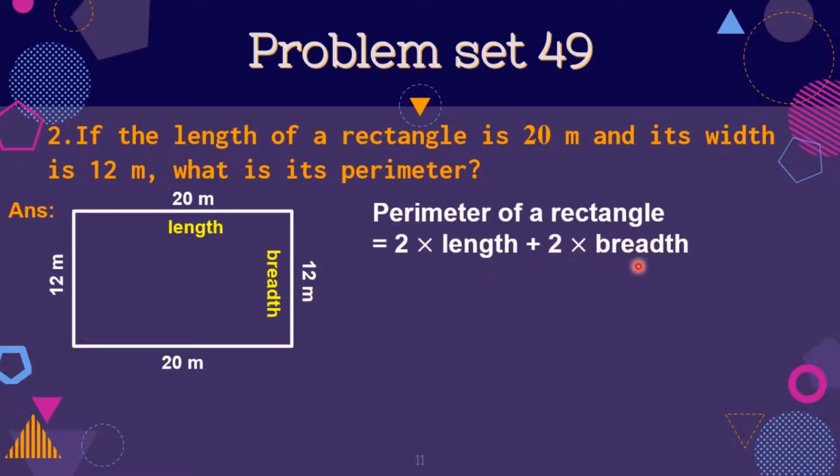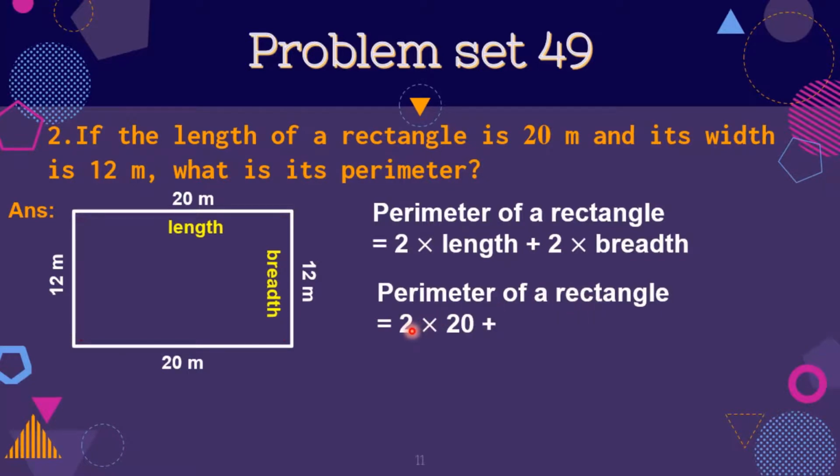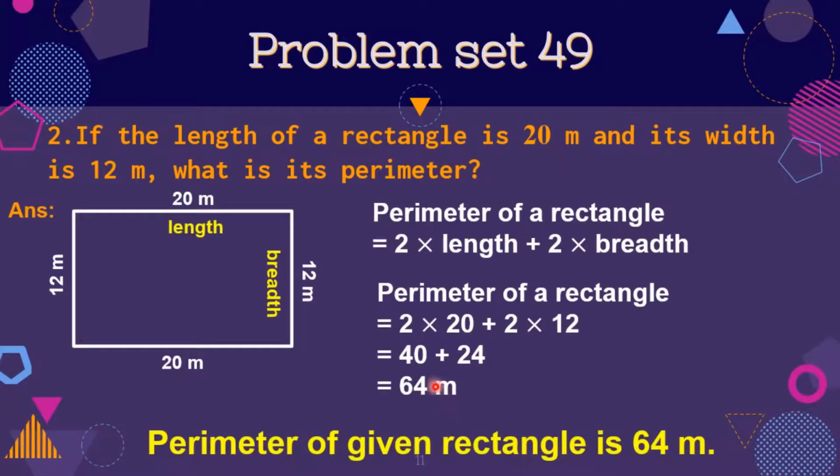So let us put the value of length and the breadth in the formula to get the perimeter. So we write perimeter of given rectangle is equal to 2 into 20 plus 2 into 12, which is equal to 40 plus 24, which is equal to 64 meter. Hence we write perimeter of the given rectangle is 64 meters.